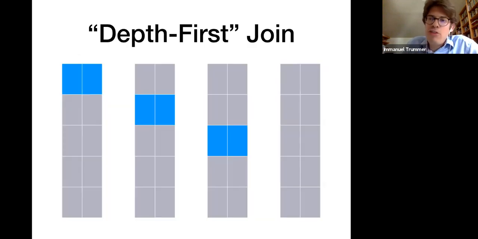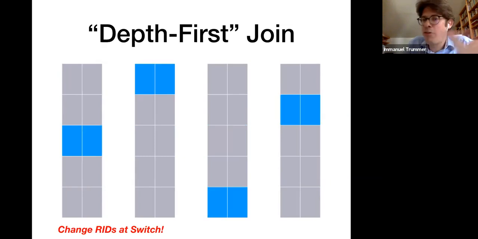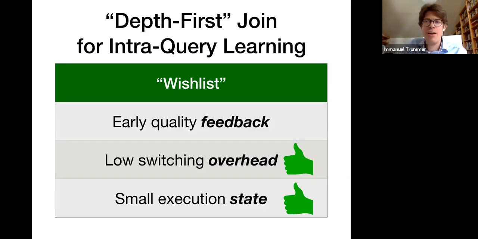Also, if I want to switch from this join order to a different one, the only thing that I need to do before restarting the join algorithm is to reset those counters for each of the tables. So at most, I have to change one record ID for each of those base tables, and doing that is also fairly quick. So I have relatively low switching overheads as well.